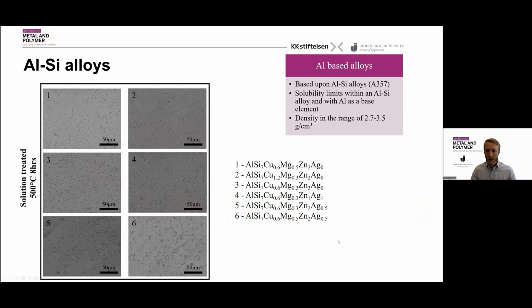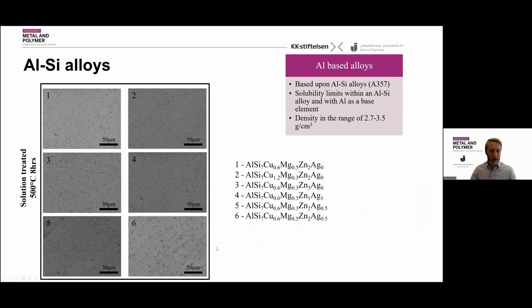These are the compositions we came up with, and you can see we have varied the copper, magnesium, zinc, and silver in different steps. This was with the aid of both design of experiments and also Thermo-Calc to show where our solubility limits are for each element in combination with each other.